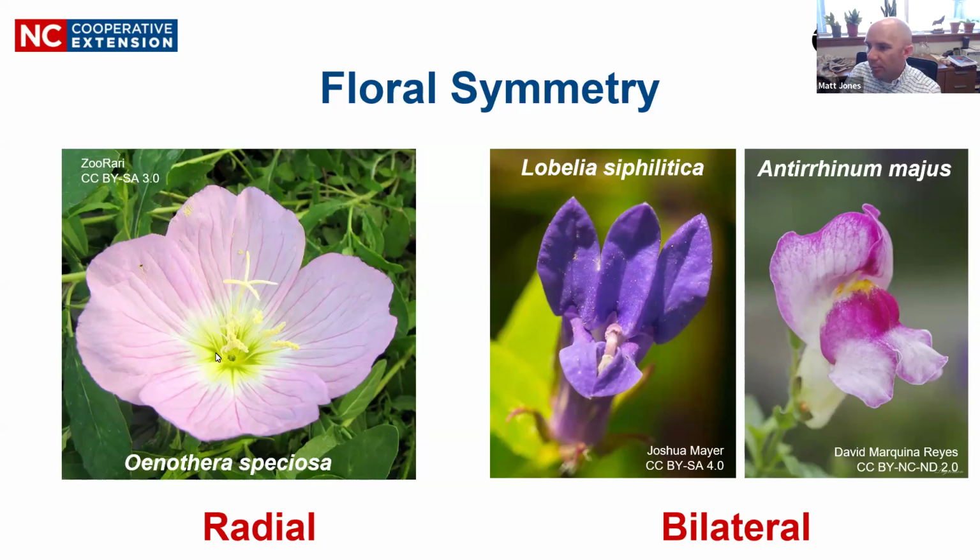This is from Evening Primrose, but a great example. You've got four petals, I think 4 to 8 stamens, and this four-lobed stigma with a single pistil. Here is the flower of lobelia. This is great blue lobelia. And you can see they have a fused flower that's in a tube that's bilaterally symmetrical. And Antirrhinum is a species of snapdragon, also showing clear bilateral symmetry.